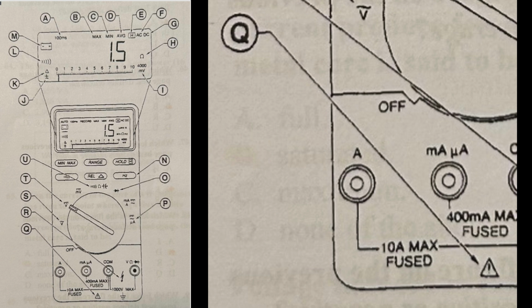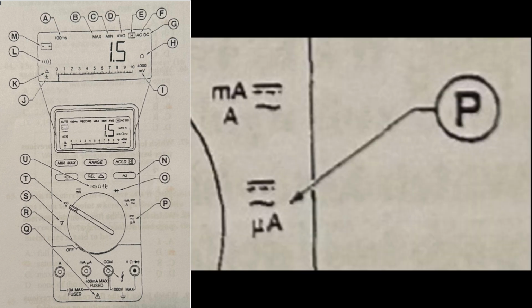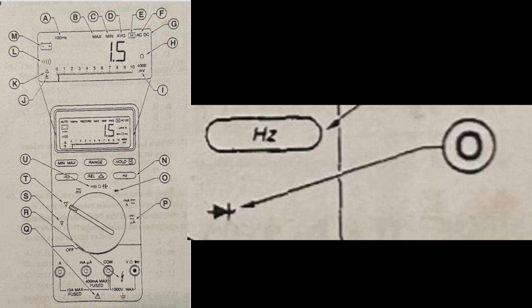Q for C manual. Which letter defines DC or AC? P of DC or AC. Which letter for diode? O for diode.